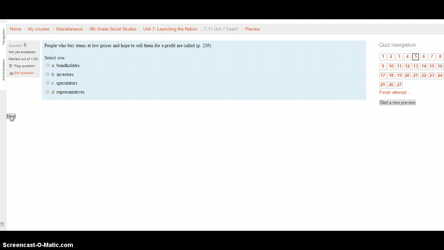Question 5. People who buy items at low prices and hope to sell them for a profit are called A. bondholders, B. investors, C. speculators, or D. representatives. Go ahead and select the answer that best fits after going to page 239. Whenever you're ready, go ahead and hit that Next button.